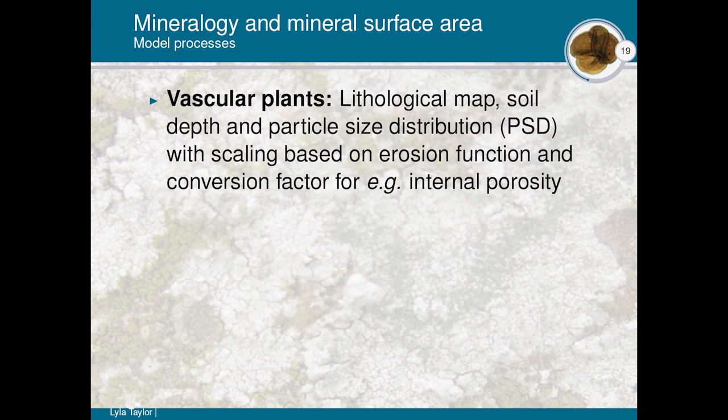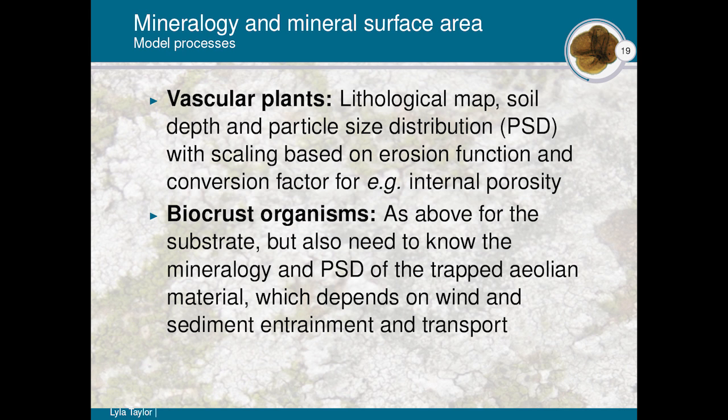First of all, I have a lithological map. And then I have also a soil depth and particle size distribution, which I receive from the vegetation model, which has produced the forcing factors for my weathering model because they're run in series. And then I apply a scaling based on an erosion function, which is a function of how steep the terrain is. And then there may be an additional conversion factor if a lithology is known to have significant internal porosity, for example, because that will increase the surface area.